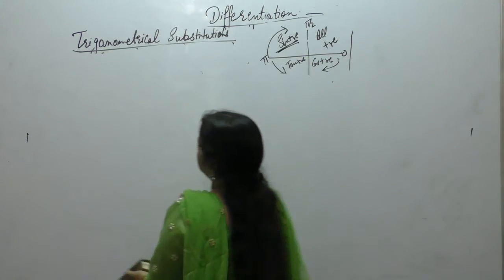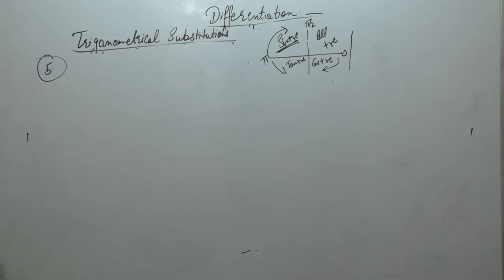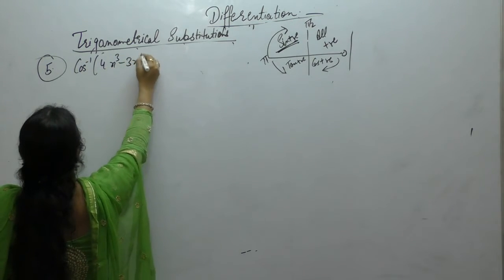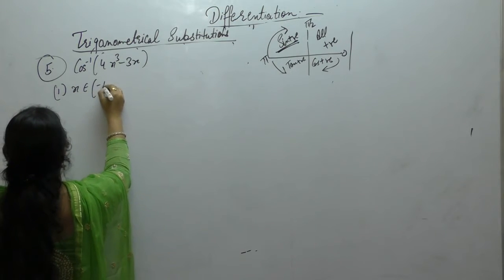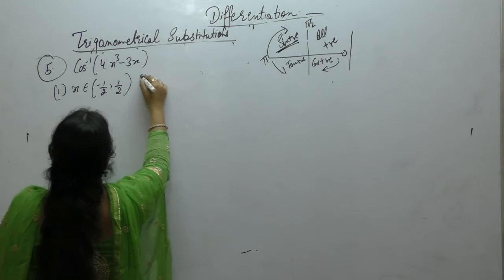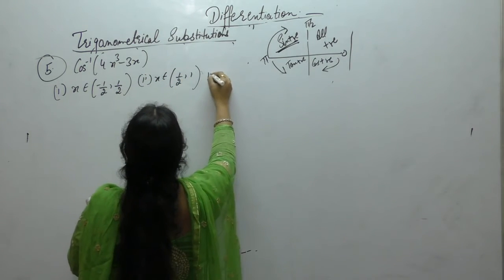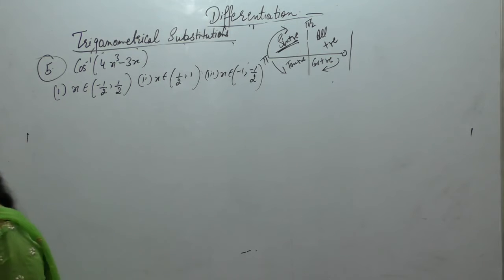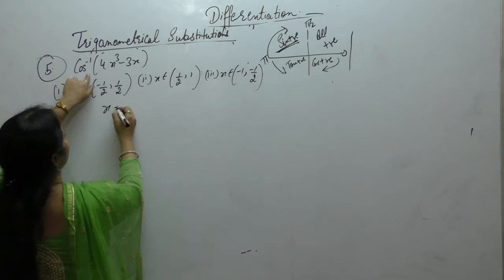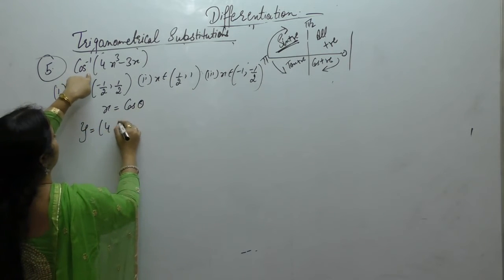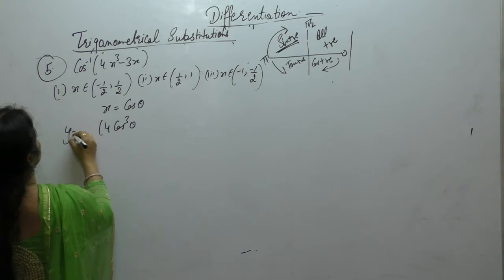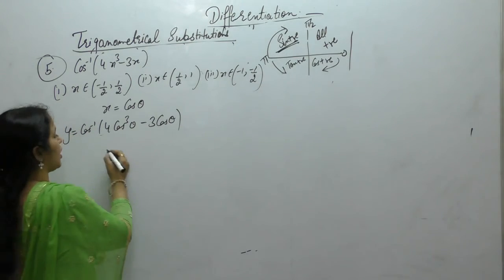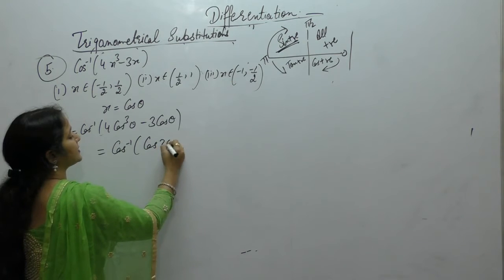Now the next one is differentiate cos inverse of 4x cube minus 3x with respect to x. X belongs to minus 1 by 2 to 1 by 2, x belongs to 1 by 2 and 1, and x belongs to minus 1 and minus 1 by 2. Put x is equals to cos theta here. Y is equals to cos inverse of 4 cos cube theta minus 3 cos theta. This is the formula for cos 3 theta. So cos inverse cos 3 theta.